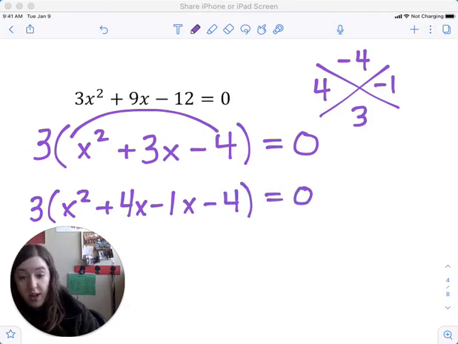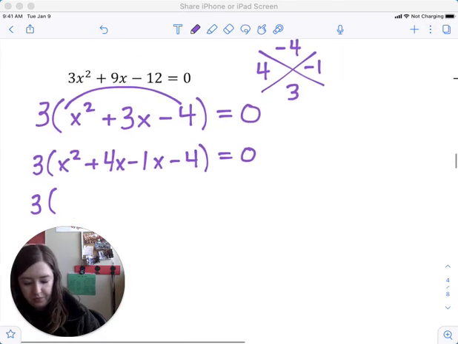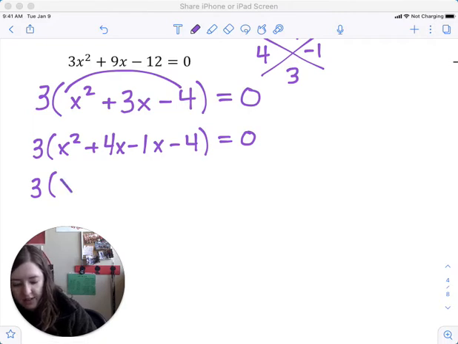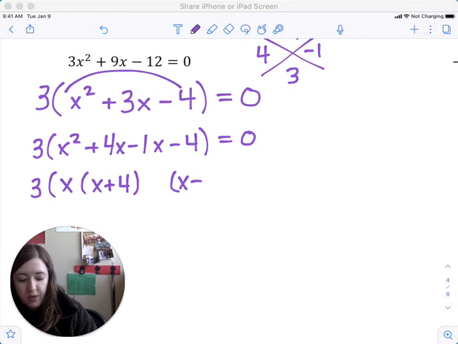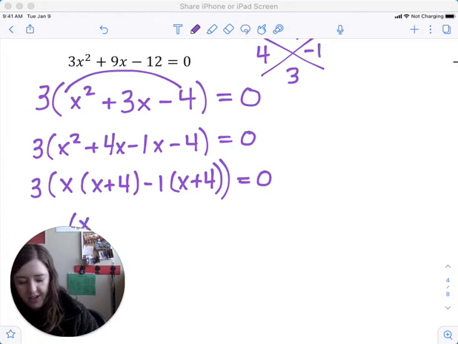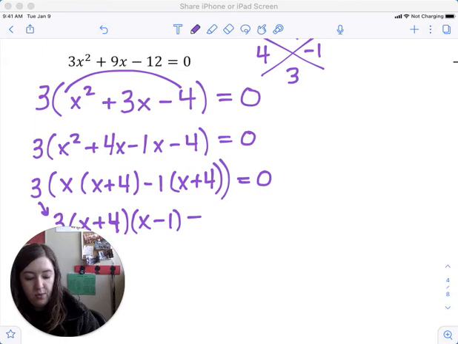We'll take out the greatest common factor from x squared and 4x, that would be x. Then we're left with x plus 4 in the parentheses. To get x plus 4 in this set of parentheses, I'm going to have to divide negative x minus 4 by negative 1. So I'll have a negative 1 in between those two sets of parentheses. So we'll factor out what they have in common, that x plus 4. We're left with stuff on the outside, x minus 1, and we remembered to bring our greatest common factor with it.